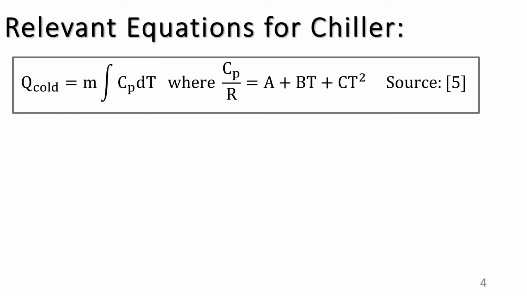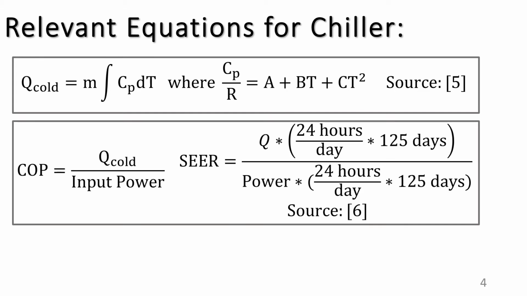The first step for calculations is to determine the heat transferred in the evaporator coils. Since it is more documented, water will be used to calculate the heat. This heat can be used to calculate efficiencies of the refrigeration cycle. The coefficient of performance, or COP, measures the performance of the cycle and is the ratio of heat divided by power input. The seasonal energy efficiency ratio is similar to the COP, except it measures the performance of an air conditioning unit during a cooling season.